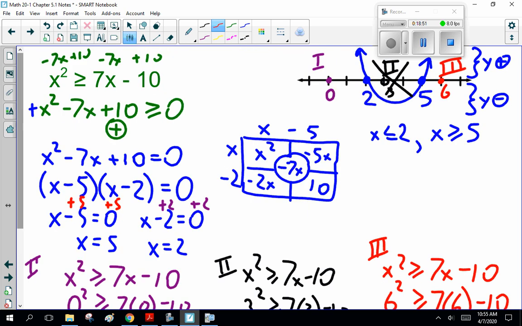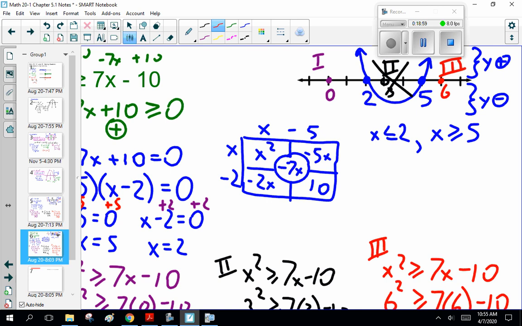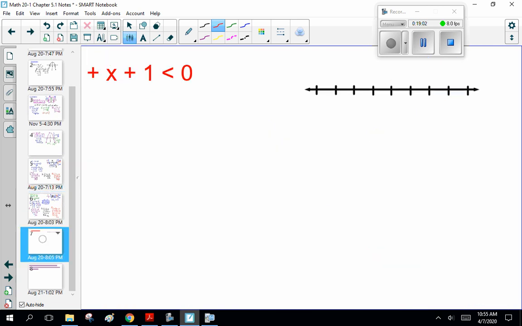Okay, so x is less than or equal to 2, x is greater than or equal to 5. See how that goes? Oh, two more examples. All right.